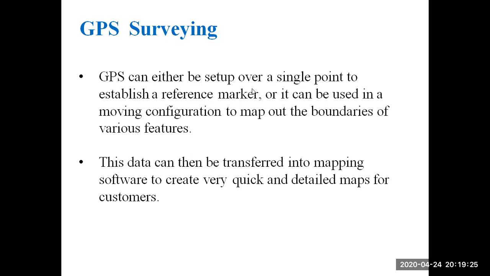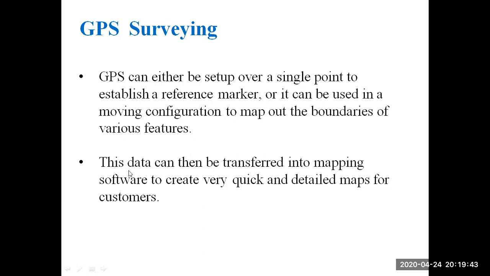GPS can either be set up over a single point to establish a reference marker, or it can be used in a moving configuration to map out the boundaries of various features. So GPS in surveying can be a fixed point or it can be a moving configuration.